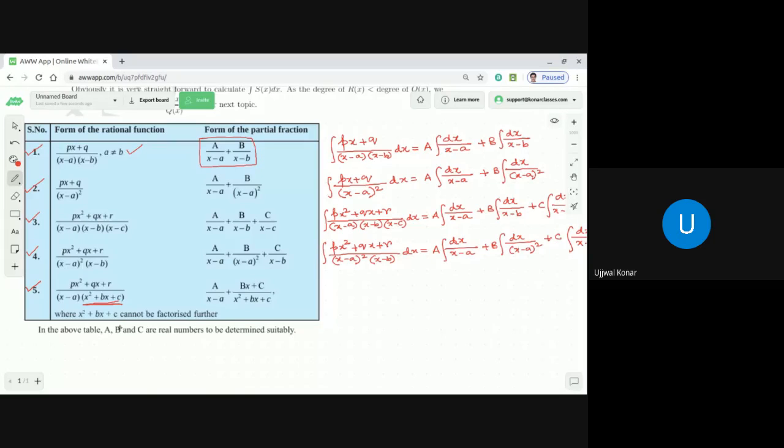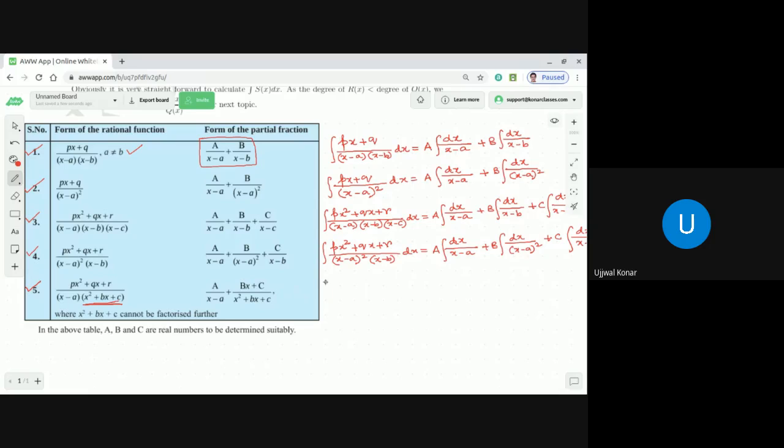Shagnik, are you getting my point? Yes, sir. So then in this case, what we are going to do? In this case, we need to express that rational function in the form of capital A by x minus a plus capital Bx plus capital C by x square plus bx plus c.